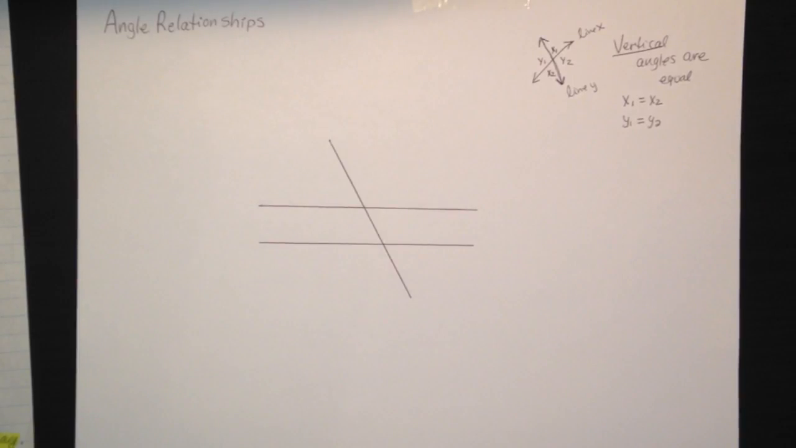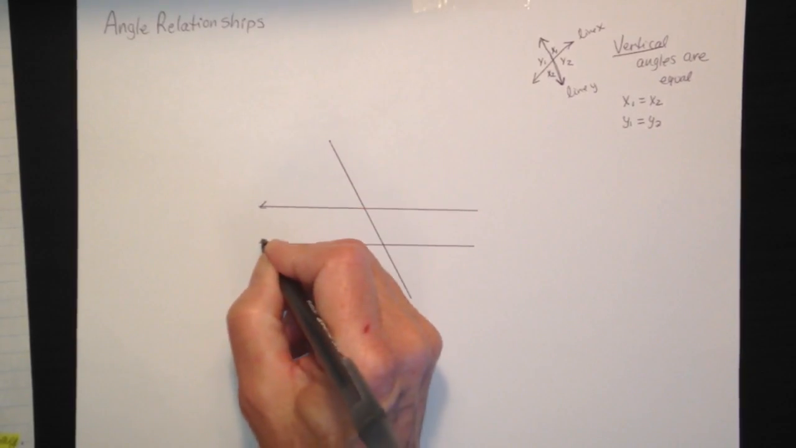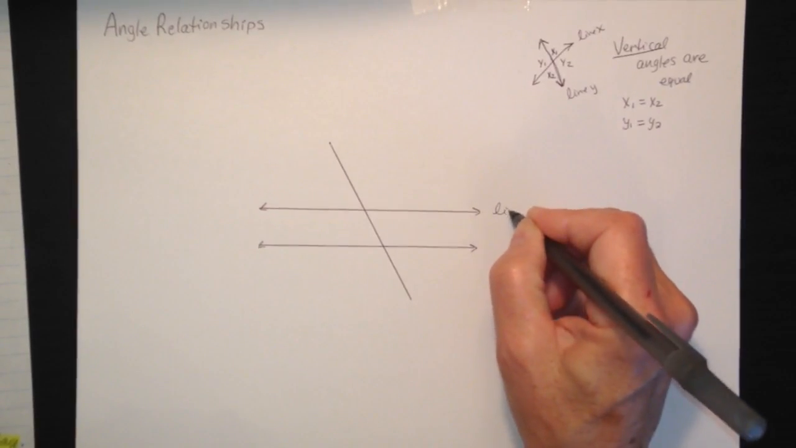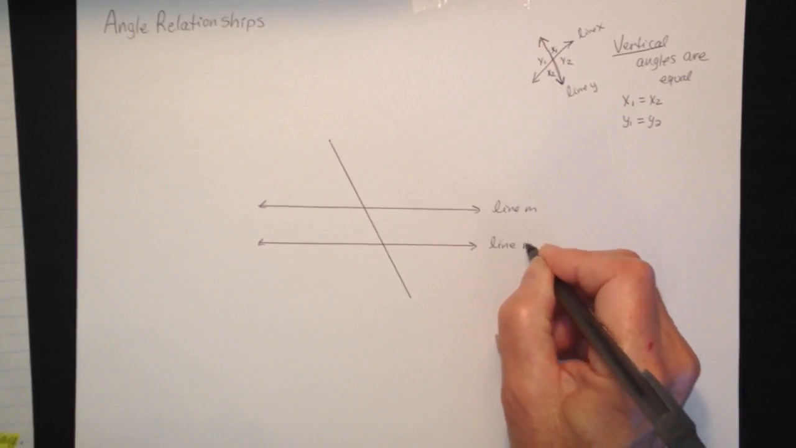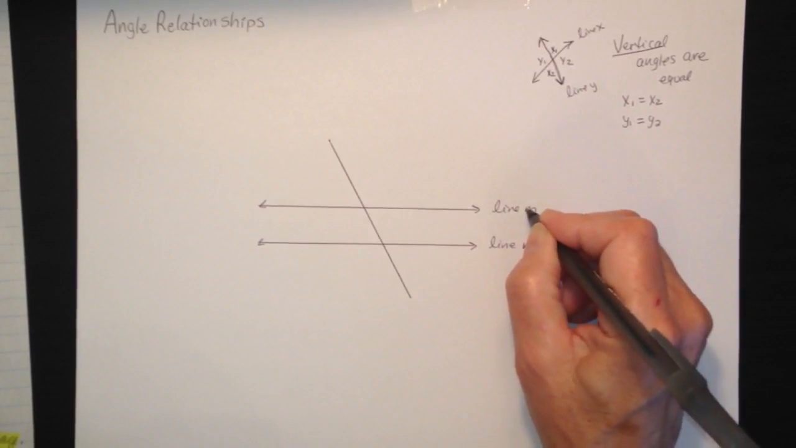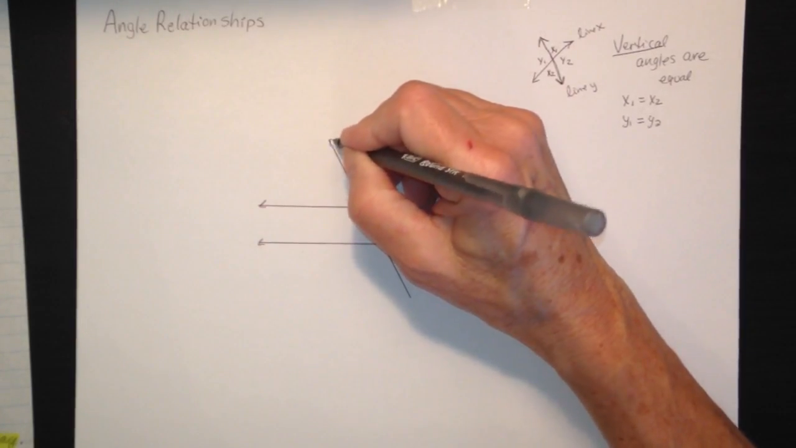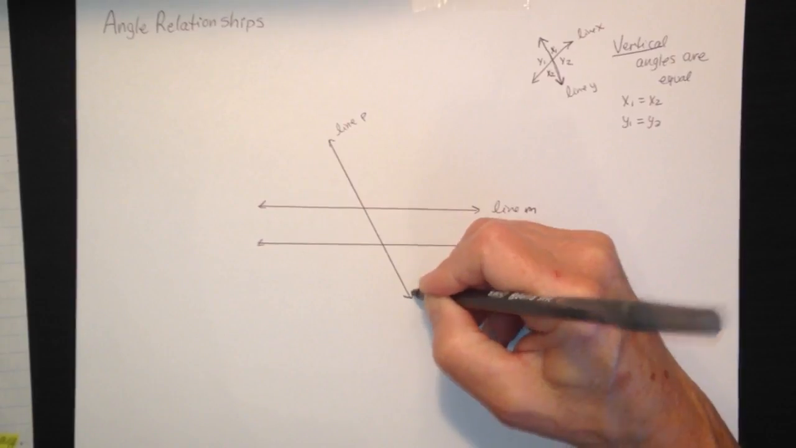The next thing we want to look at is if we had two parallel lines. So here are two parallel lines. One of these lines is going to be called line M, and this line is going to be called line N. And then it's going to be crossed by what's called a transversal. It's a line that intersects two parallel lines. So this is going to be called line P. And this is the situation.